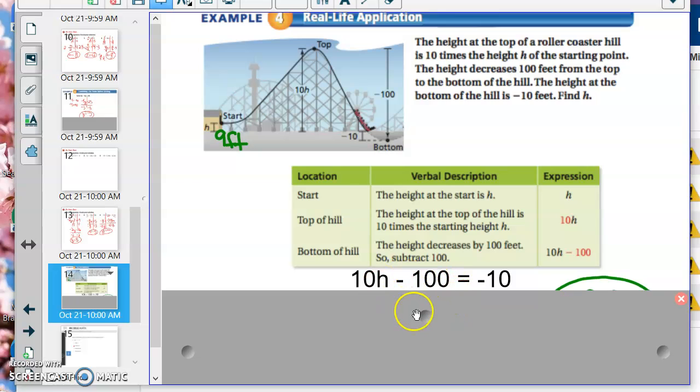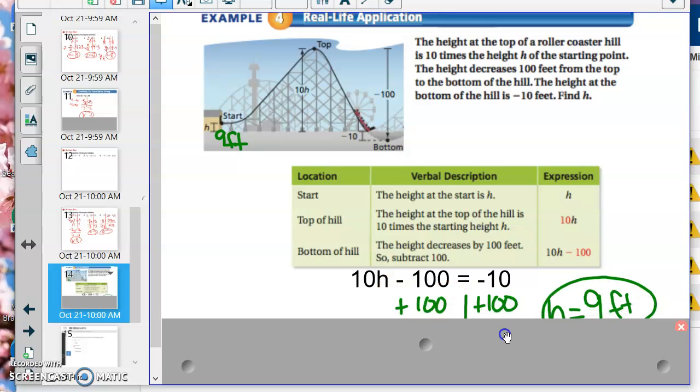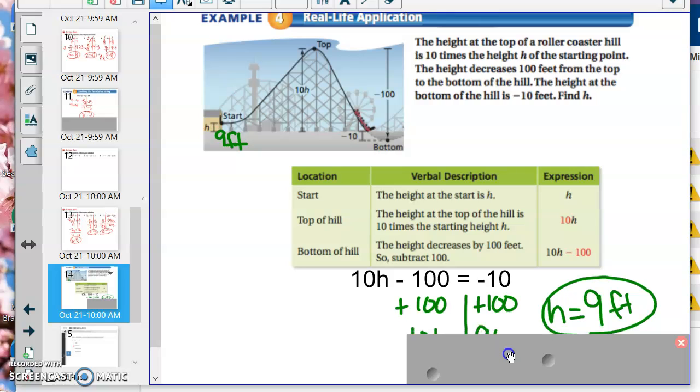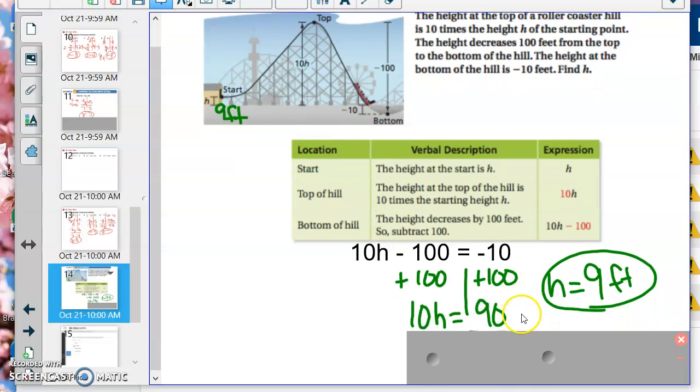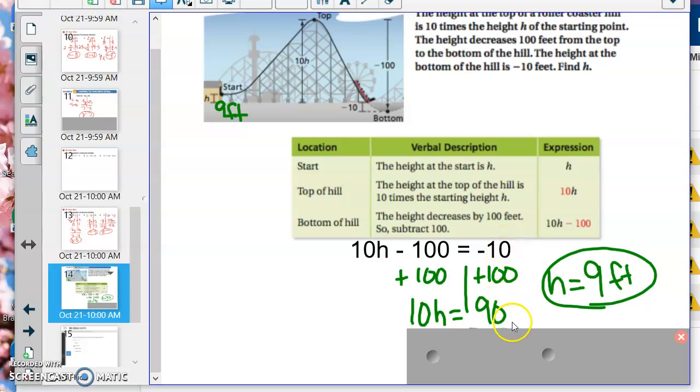I don't have anything I have to combine together or distributive property, so the first thing I'd have to undo is subtracting 100 by adding 100 to both sides. That then gives me 10h equals 90 because these have different signs, so I'd have to subtract and use the sign of the bigger number. Then I would have to undo this multiplying by 10 by dividing by 10 on both sides, and then of course leaves me with h equaling 9 feet, which is the height that you start getting on the roller coaster with.